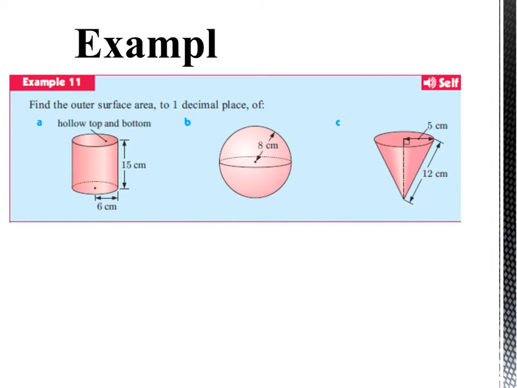So here are 3 examples. They want us to find the surface area to 1 decimal place. Here we have a cylinder, and the surface area of a cylinder, from our chart before, is 2 pi r h plus 2 pi r squared. So we're going to have 2 pi r h plus 2 pi r squared. That is our surface area.